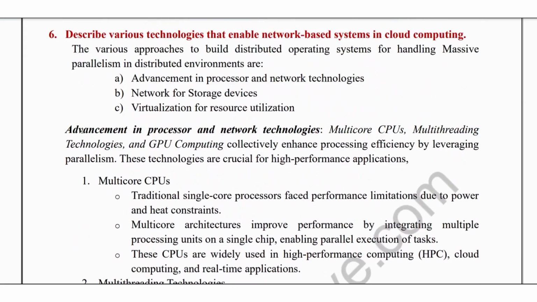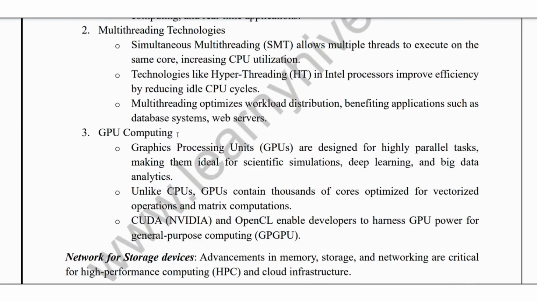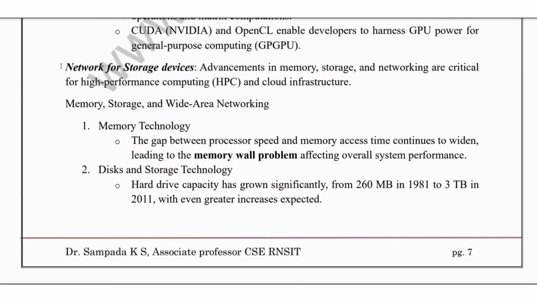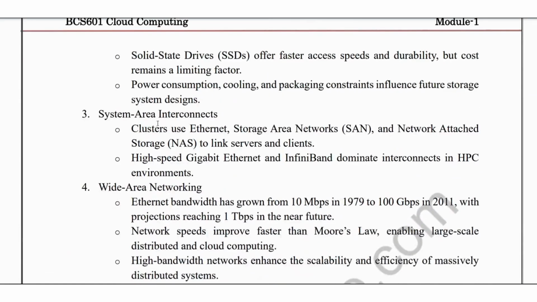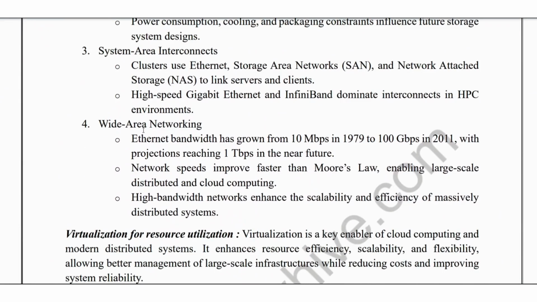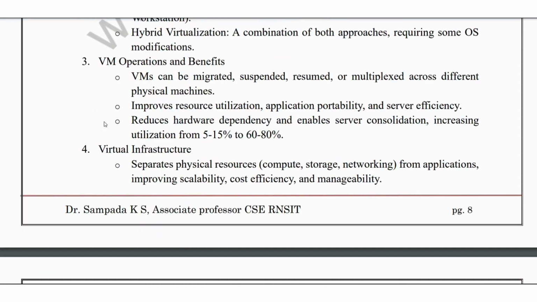So under the first approach, which is advancement in processor and network technologies, you have multi-core CPUs, multi-threading technologies, and GPU computing. And the second part, with network for storage devices, you have memory technology, disk and storage technology, system area interconnects, and wide area networking. The third one, you have these many under it.